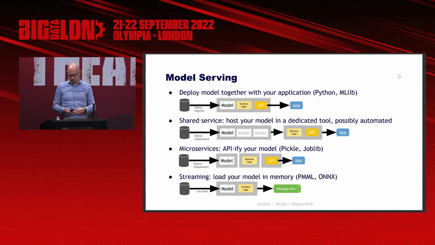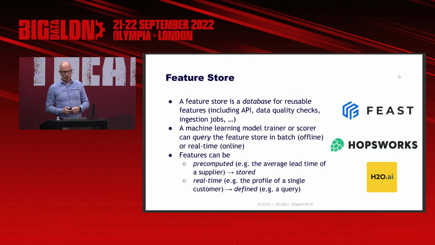There's also tooling for that. I'm not going into specifics, but I mention here PMML or ONNX, which are intermediate formats, similar to Joblib and Pickle, but more used in a streaming context because they can be used for these kinds of technologies in a JVM-based context. All right, I mentioned the feature store already. I have a slide about it, but I'm going to skip it.